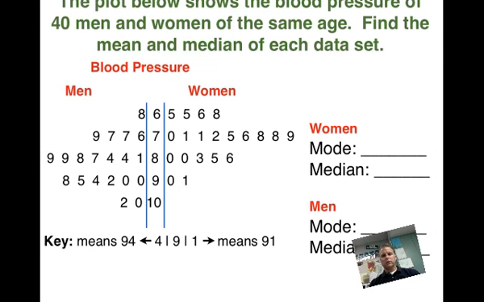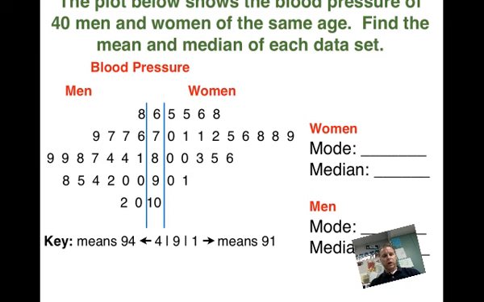Okay, the plot below shows the blood pressure of 40 men and women of the same age. Find the median of each data set. Now this one can be a little confusing because we got the leaves on both ends. Kind of almost think of that middle as the trunk or the stem, hence the stem and leaf. I would definitely want to pay attention to this one because it's straight out of your homework.